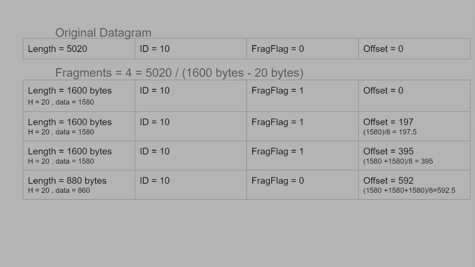One thing to notice is that we take the floor in our final offset because the offset represents the total number of complete 8-byte blocks. So in our case, this will be true for any of the fractions we encounter in any of the fragments.